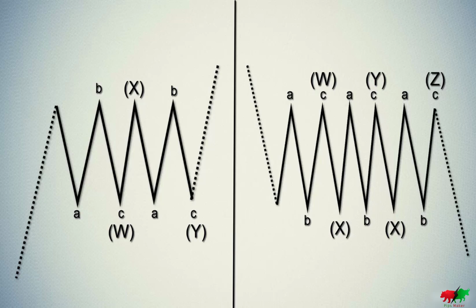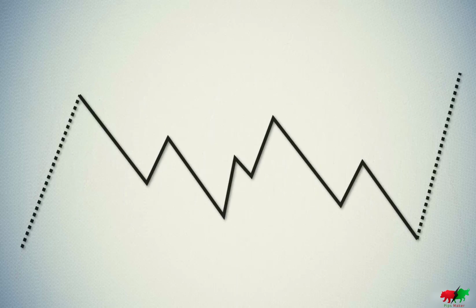For example, we discussed in the previous section the triangles. The triangle may occur after the flat correction, as the last wave X in a double zigzag or triple zigzag. Elliott was also writing that complex structures may lean in the opposite direction, to the main direction.